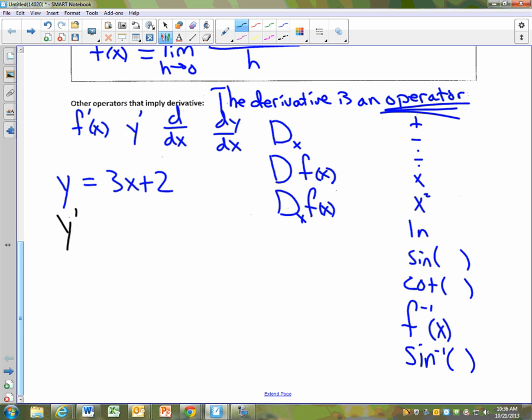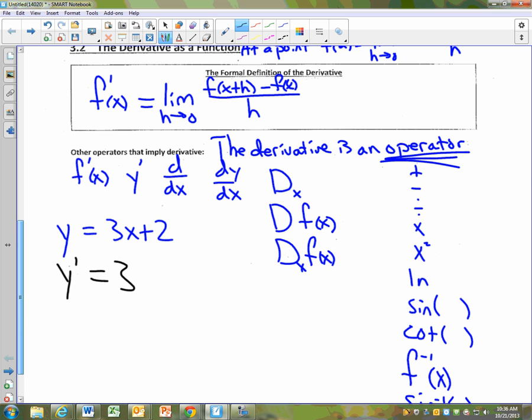Y prime. Now, Emma, did you say 1? That is correct, except it's 1y prime. And we'll get to more of that later, okay? Equals, and you said that the derivative of 3x plus 2 was 3. So you actually operate on both sides. And when I say you operate, you're actually doing this thing right here. That's what we're doing. Okay?